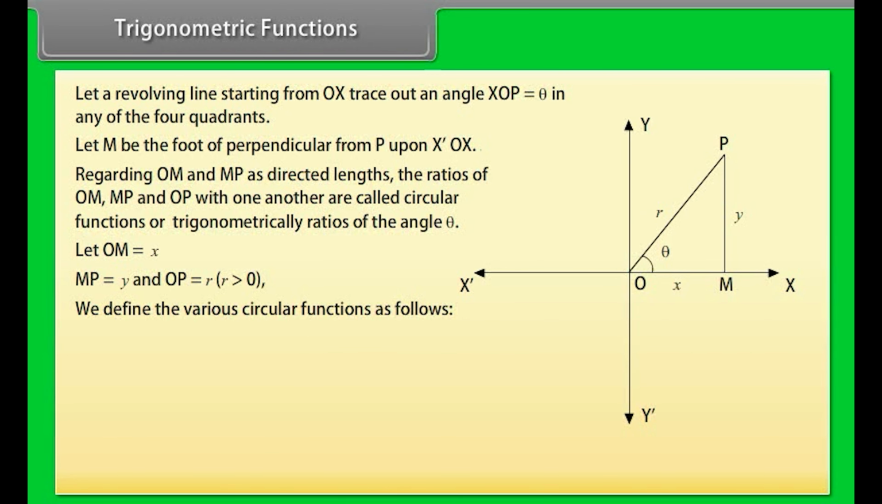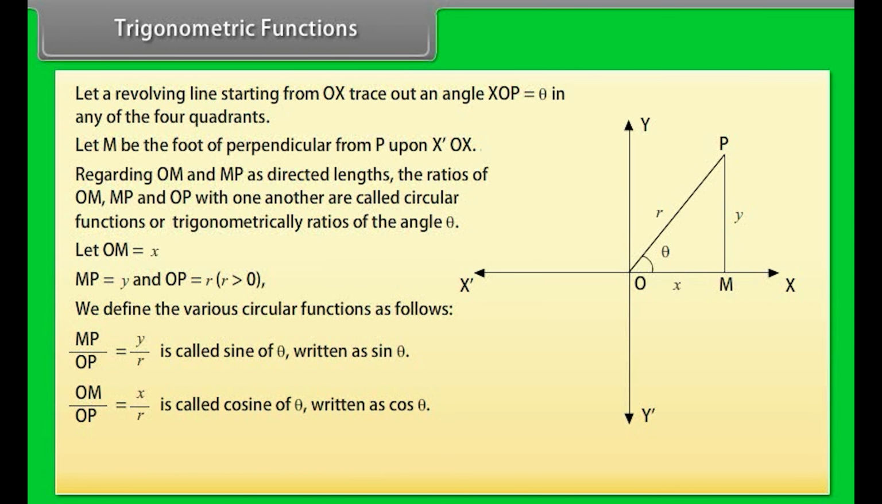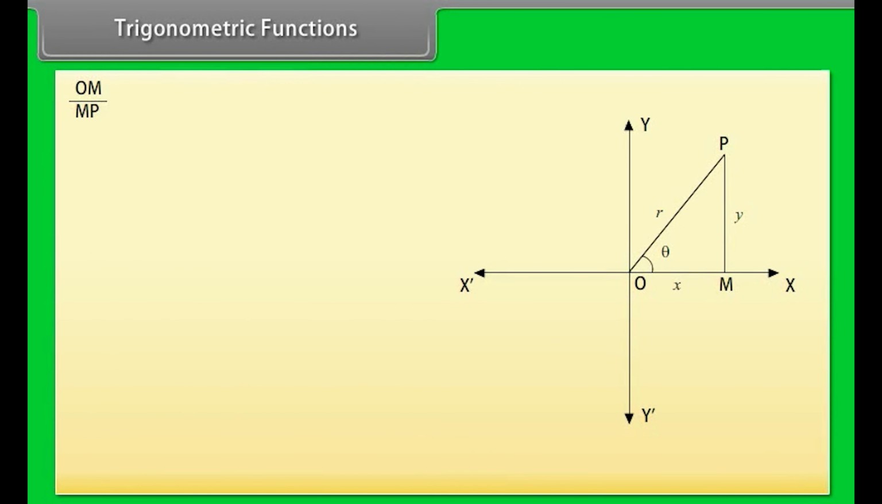We define the various circular functions as follows. MP by OP equal to y by r is called sine of theta, written as sin theta. OM by OP equal to x by r is called cosine of theta, written as cos theta. MP by OM equal to y by x, x not equal to 0, is called tangent of theta, written as tan theta. OM by MP equal to x by y, y not equal to 0, is called cotangent of theta, written as cot theta.